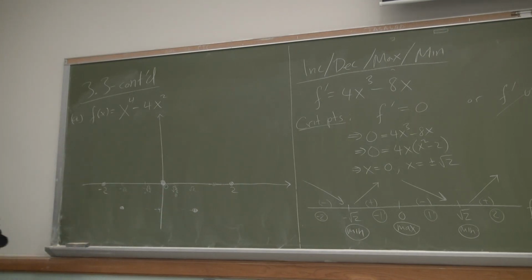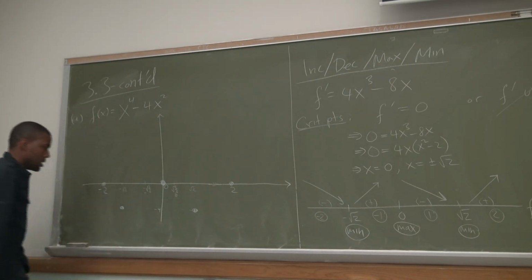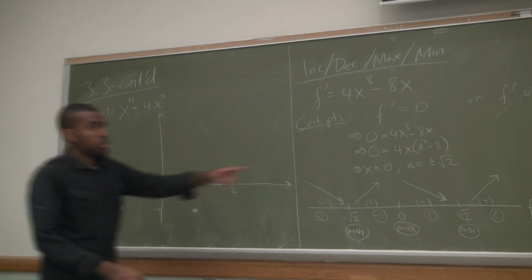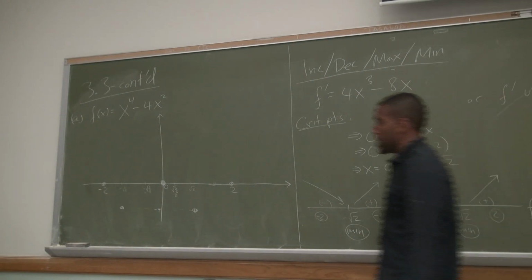Okay, now let's talk about where we're increasing, decreasing, and concavity. Wait, Professor, where did you get the y value for the? I did it over here. Oh, okay. That's negative 20 over 9, right? Yeah, minus 20 over 9.